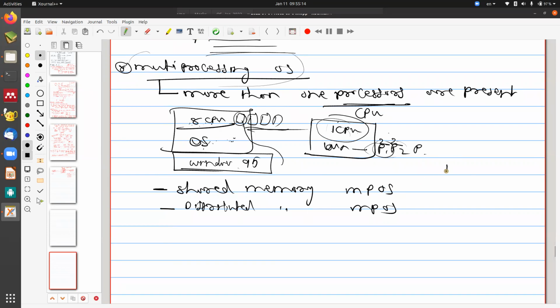In case of shared memory multi-processing, if this is CPU 1, this is CPU 2, like this we have n CPUs, and all these processors are using a single memory. Single memory means any data they want to transfer or any communication they have to do, they have to go through a single RAM or single memory, you can think. But in case of the distributed one, every processor has its own independent memory.